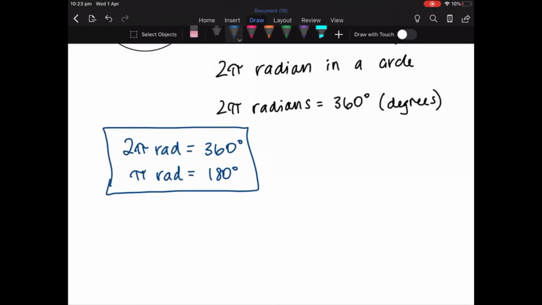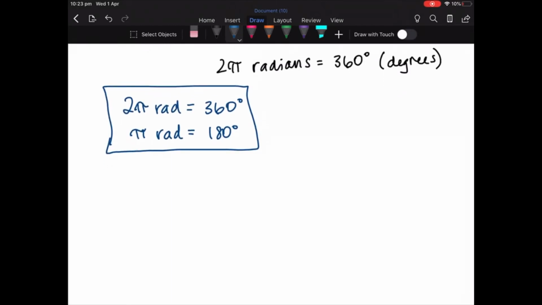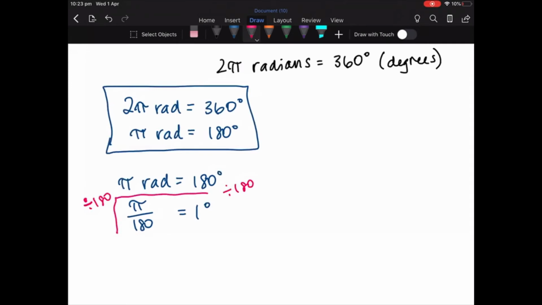Now let's work out how many radians are in 1 degree and how many degrees are in 1 radian. Let's use pi radians equals 180 degrees. If I want to get 1 degree, I've divided by 180, so I need to do the same over this side. Then I end up with pi over 180. So 1 degree is equal to pi divided by 180.